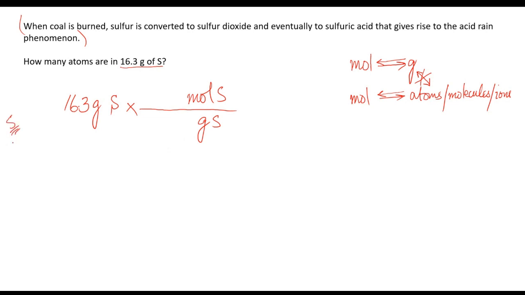Molar mass of sulfur: 32 gram is equal to 1 mole. So 1 goes with mole and 32 with gram. Gram of sulfur cancels. When you use the calculator, 16.3 divided by 32, what is your answer?